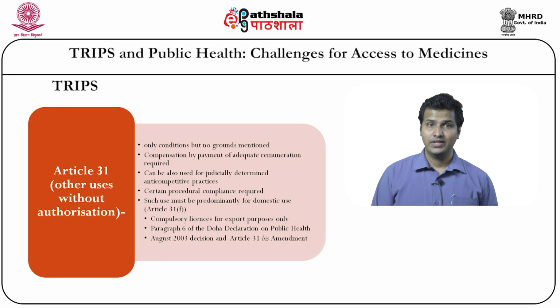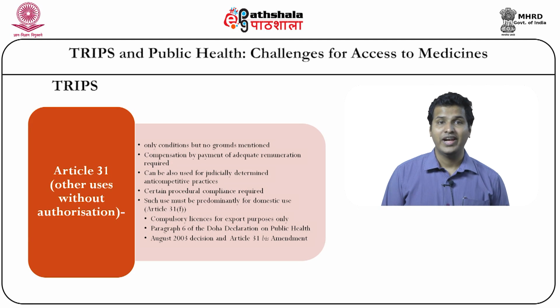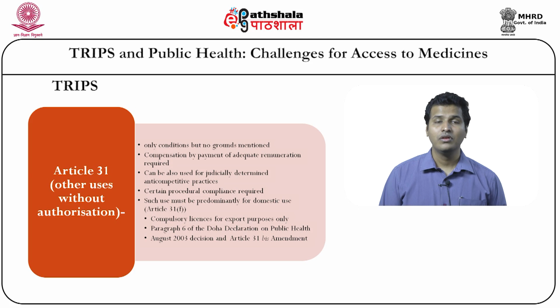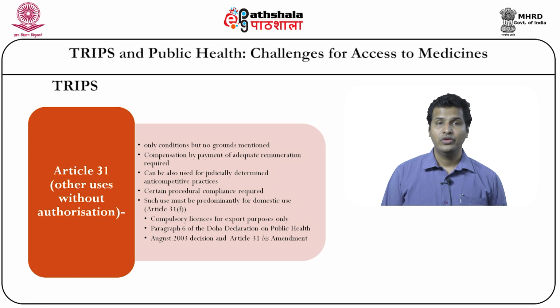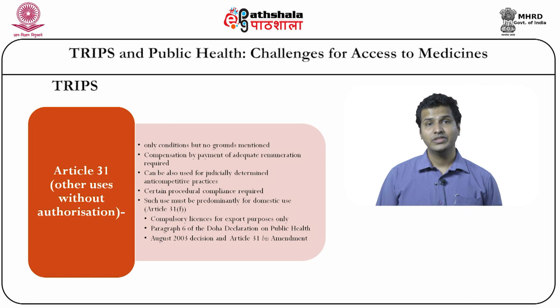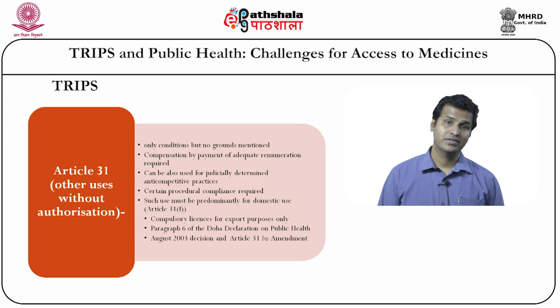However, compensation is an important requirement, and TRIPS Article 31 requires that this compensation shall be in the form of an adequate remuneration. Article 31 also can be used to grant a compulsory license in case of violation of competition law. However, such practices which are declared as anti-competitive and for which the remedy is a compulsory license shall be determined by judicial courts.